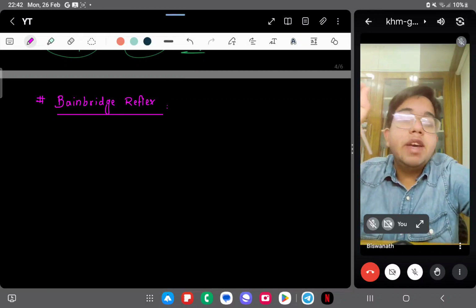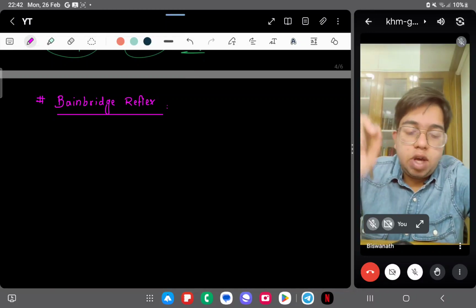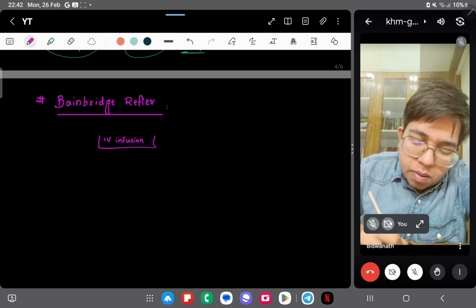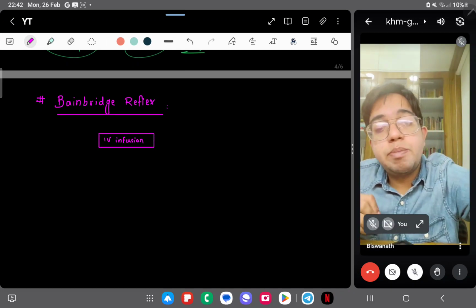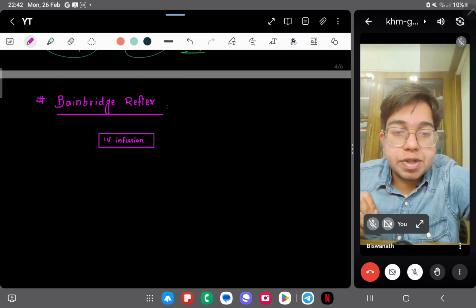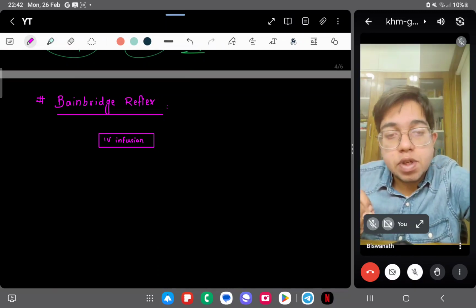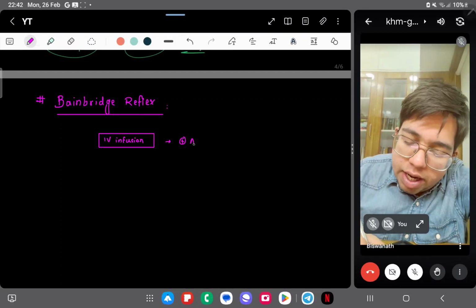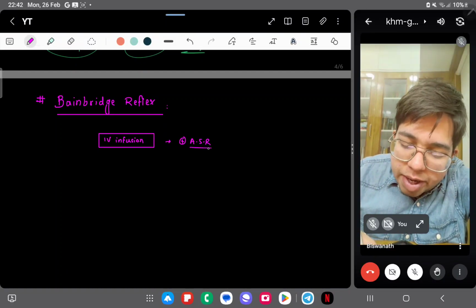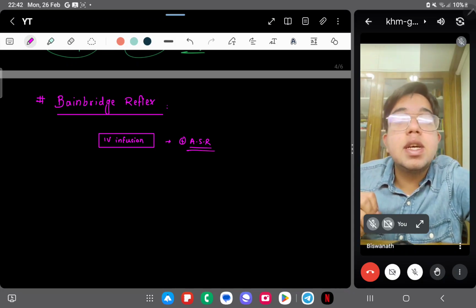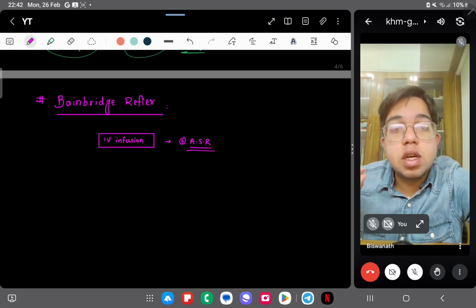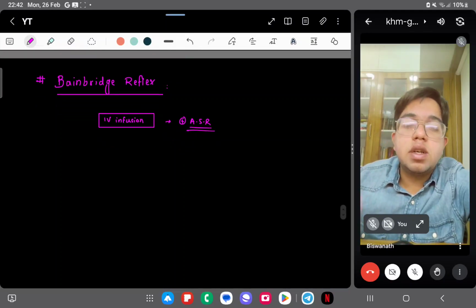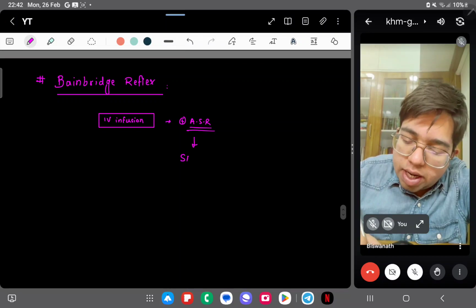So if we give an IV fluid infusion, if you give saline to some patient, it will increase the blood volume. So it will stimulate the atrial stretch receptors. I am writing ASR, you can understand this. Stretch receptors. So the SA node will be stretched.